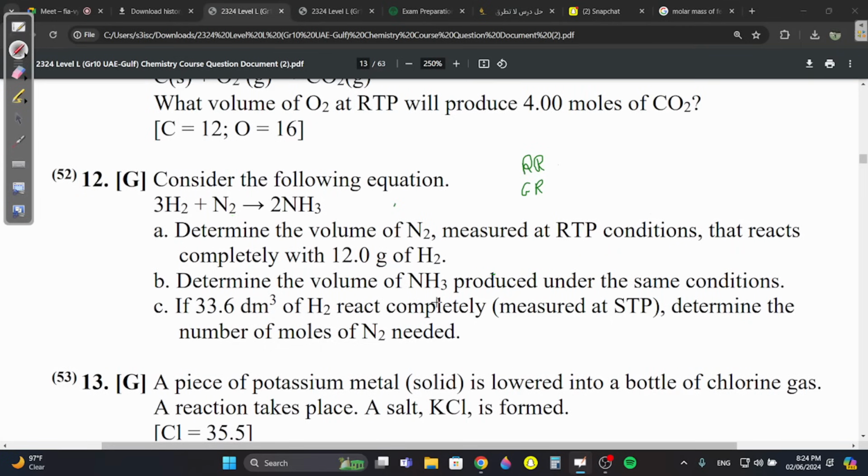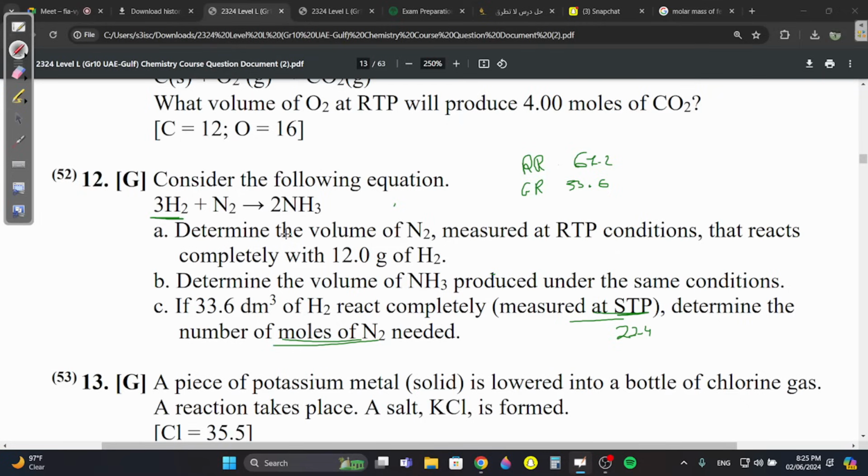Then part C, if 33.6 dm cube of H2 react completely at STP, determine the number of moles of N2 needed. So what's given? 33.6 dm cube of H2. So let's go to H2. We put 33.6 dm cube, and it's at STP. Remember, STP is 22.4. In my reaction, I have 3 moles of H2, so 3 times 22.4, which is going to be 67.2.